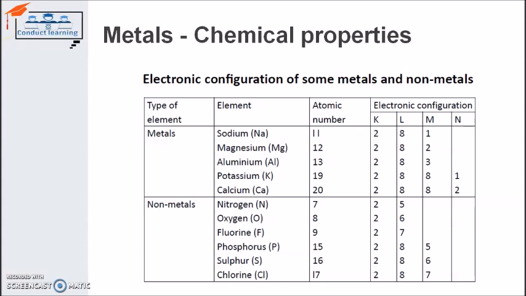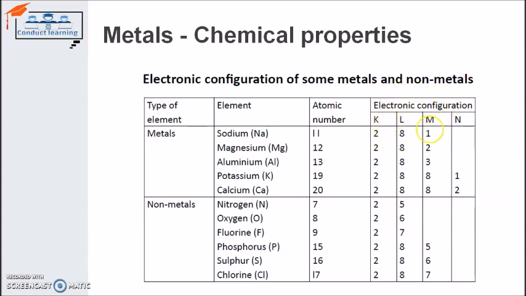So here, the electron configuration of metals and non-metals is given. In this table, first the type of element is given, which can be metal, non-metal, or metalloid. Here we took two types of elements, either metal or non-metal. Second is the name of the element. Third is its atomic number, according to the periodic table. And the fourth one is the electronic configuration.